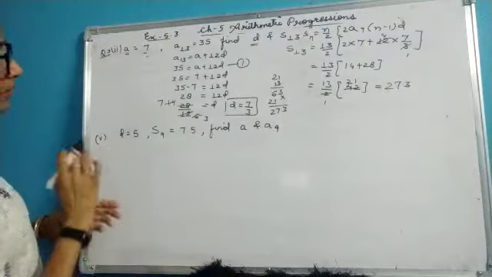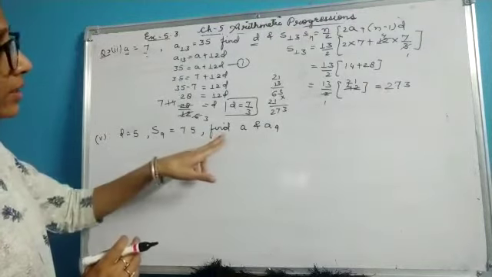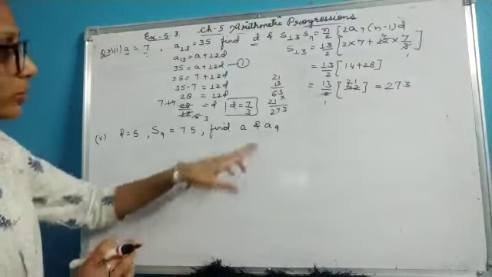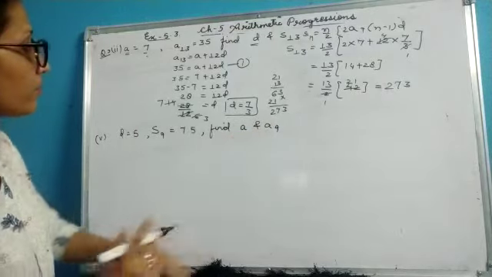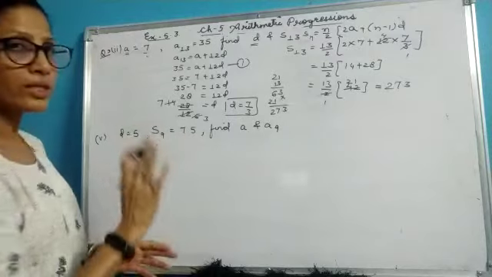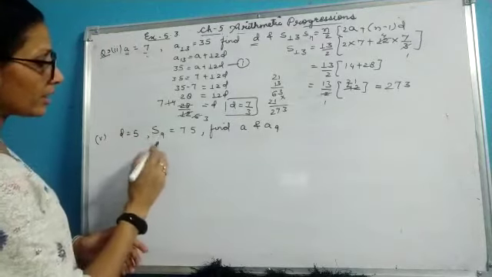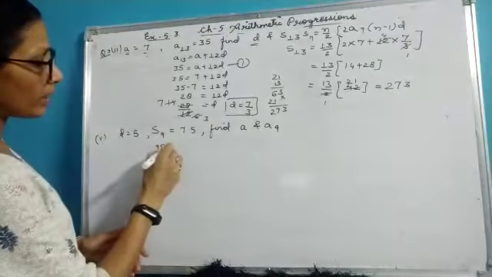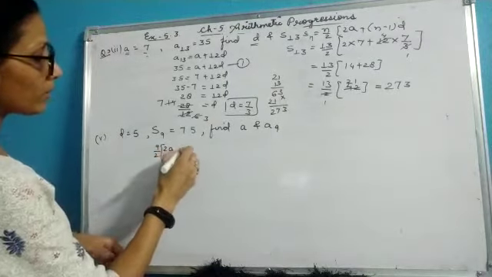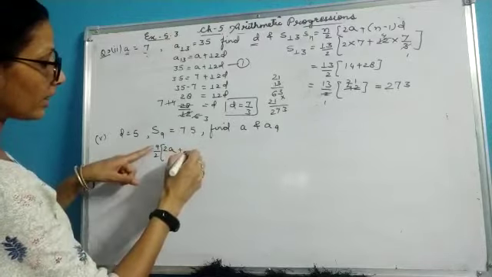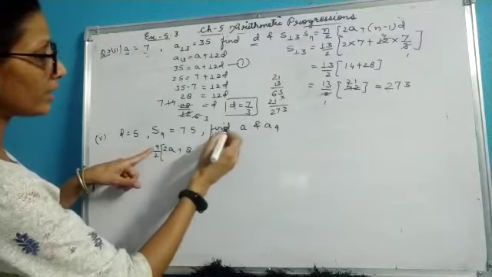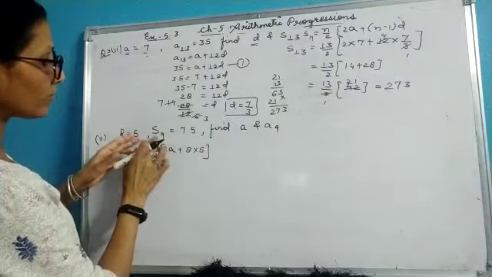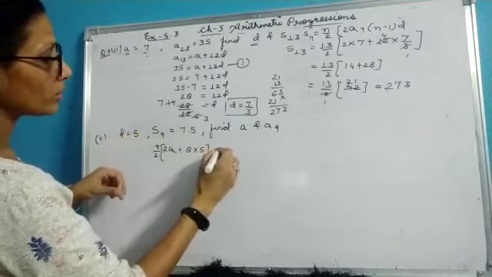Here you are given D equal to 5, S9. You need to calculate A and the ninth term. So let's see, first of all you write down what is given to you. S9 can be written as n by 2, 2A, which you don't know, plus n minus 1. N is what? 9, so 9 minus 1 is 8, and D. D here is 5. This is your sum of 9 terms, which is equal to 75.